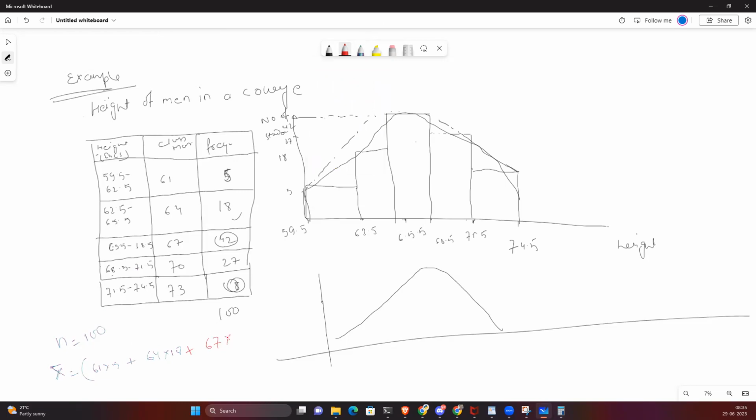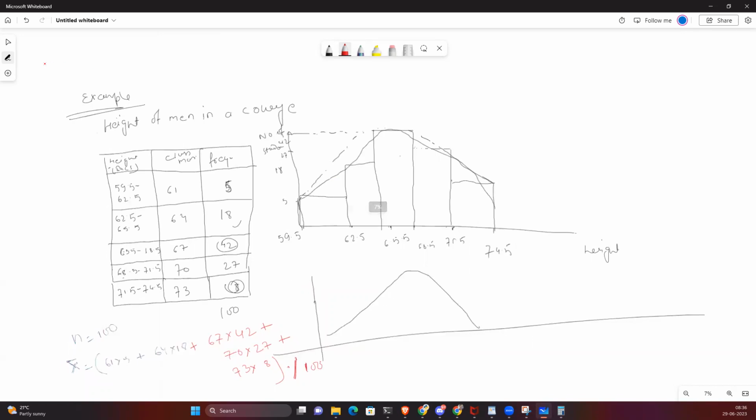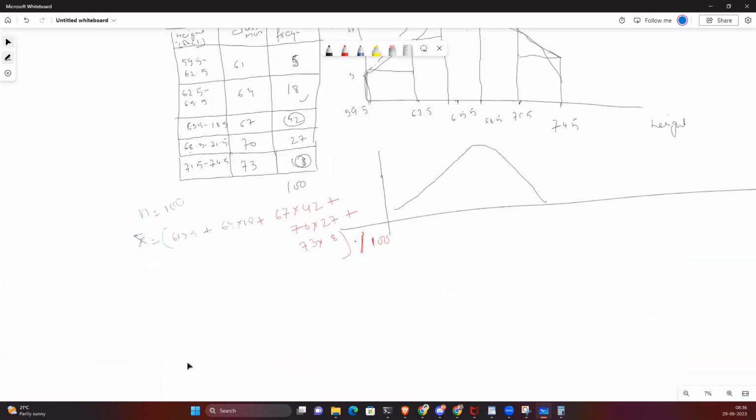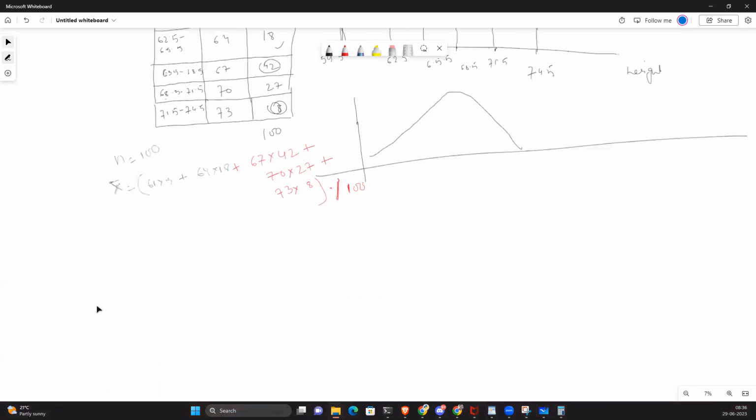67 into 42 plus 70 into 27 plus 73 into 8. Now guys, calculate this and tell me the result, and at the end we have to divide by 100. Can anyone calculate the mean? Are you guys doing that? Yeah, please do the calculation and tell me the result of the mean.